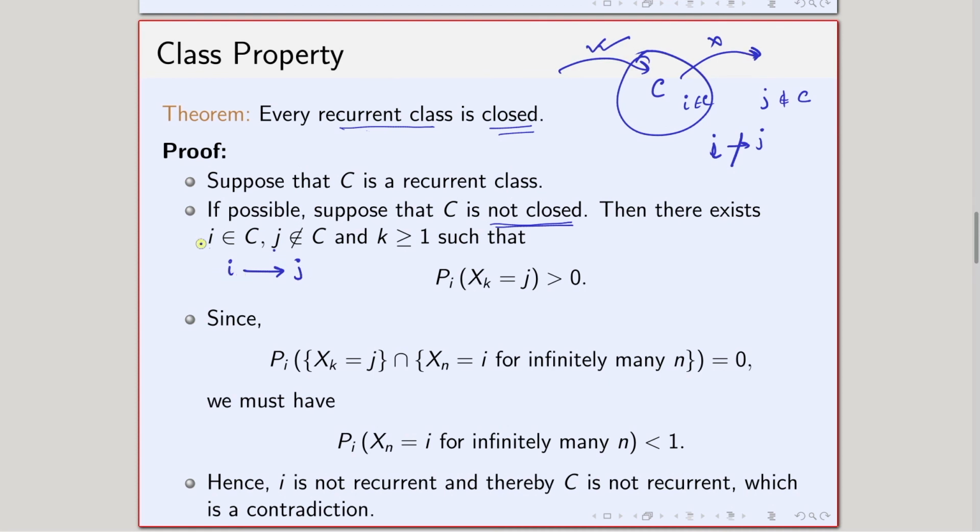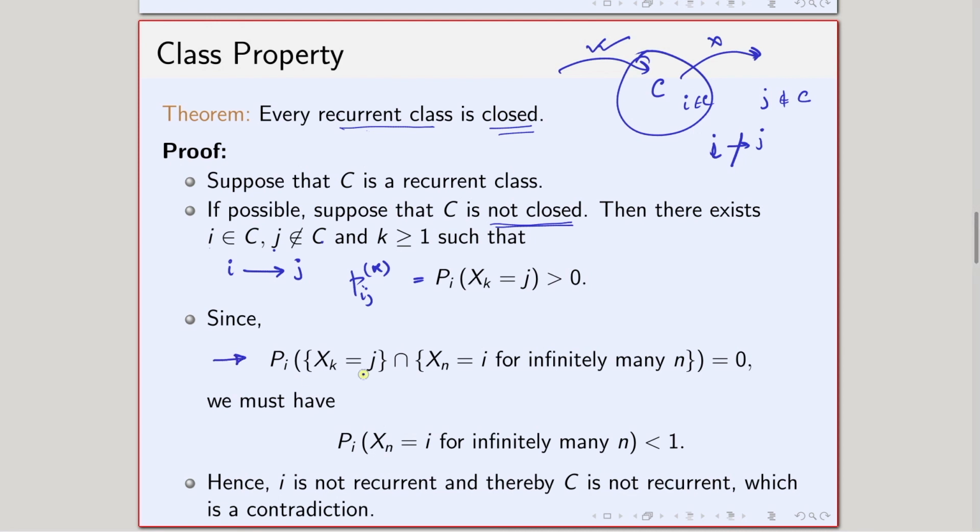So I can move from i to j for some i in C and some j not in C. That means that p_ij^(k), the probability of going from i to j in some k steps, is greater than 0. This can be done in at least k steps, so that probability has to be strictly greater than 0. Now look into this. We are going to show that under all these conditions, this one is going to be true.